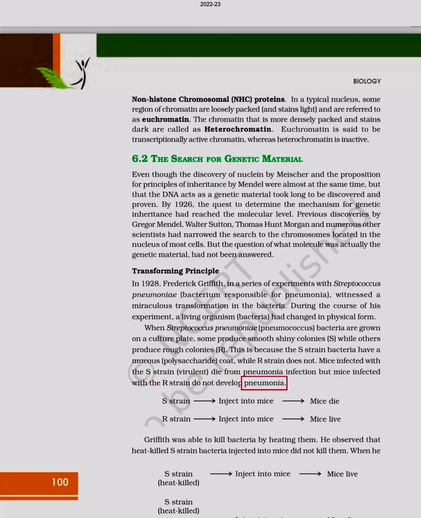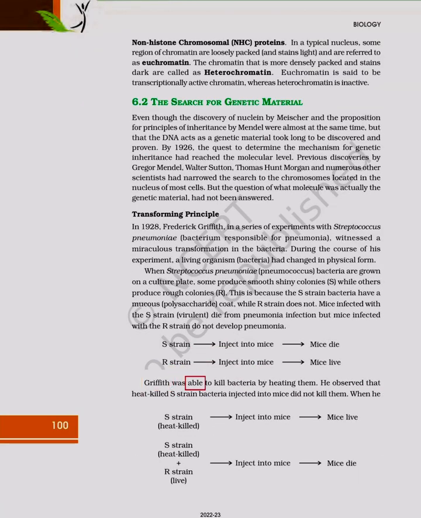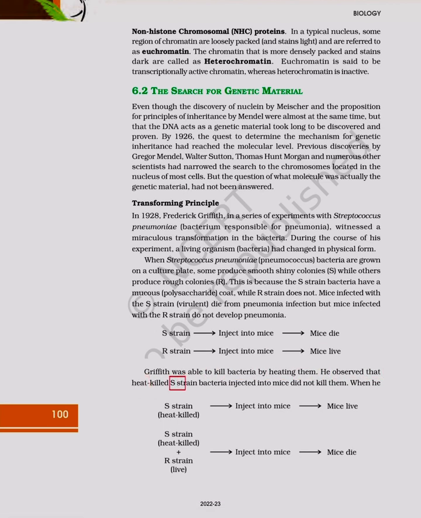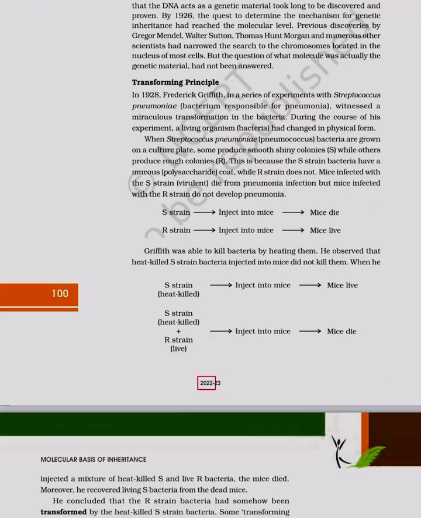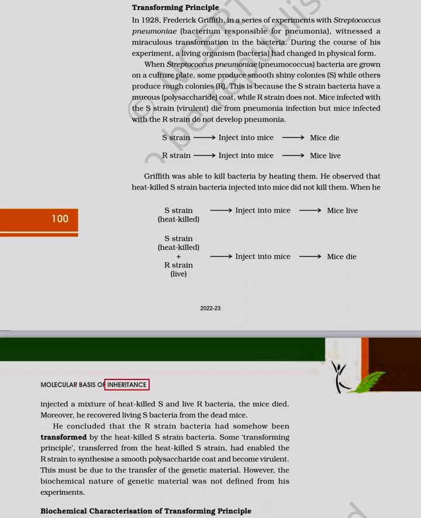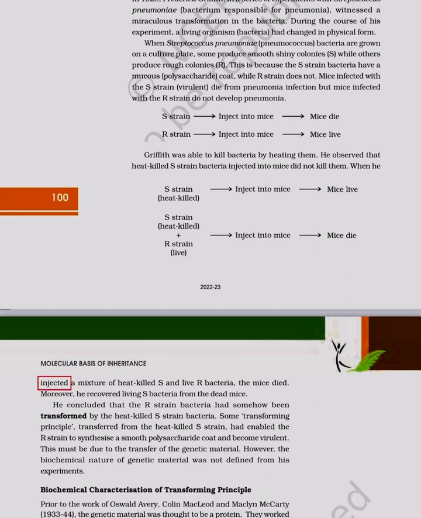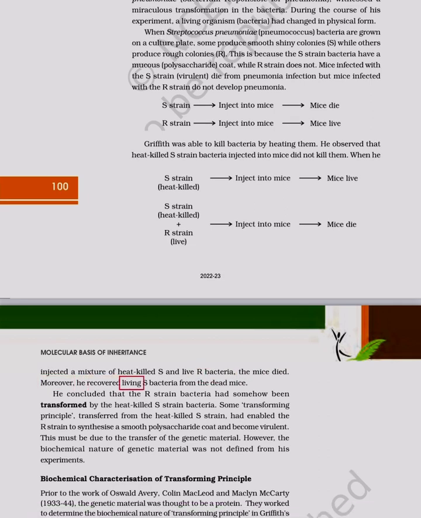not develop pneumonia. Griffith was able to kill bacteria by heating them. He observed that heat-killed S-strain bacteria injected into mice did not kill them. When he injected a mixture of heat-killed S and live R bacteria, the mice died. Moreover, he recovered living S bacteria from the dead mice.